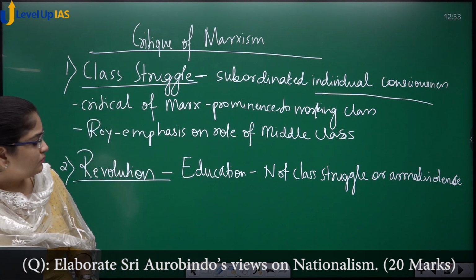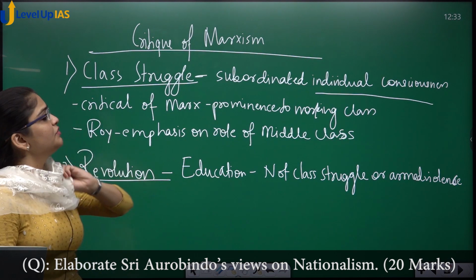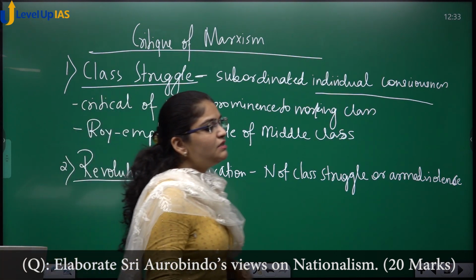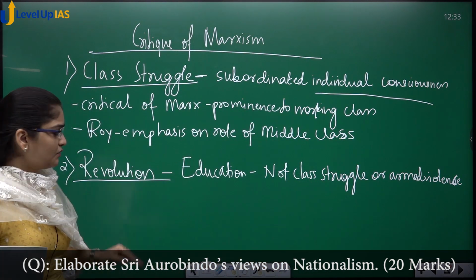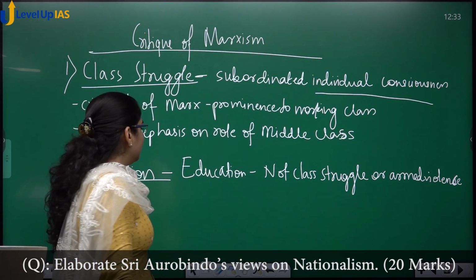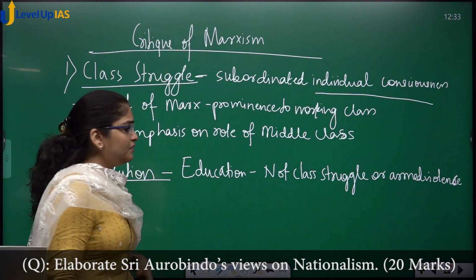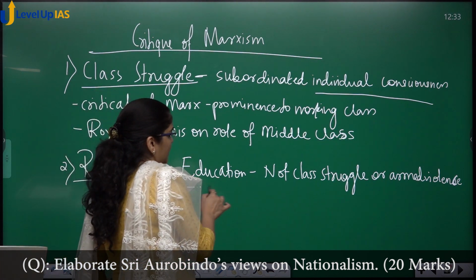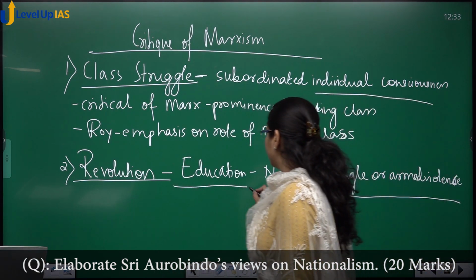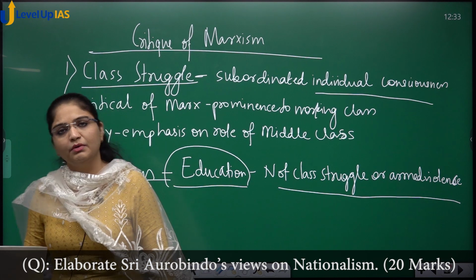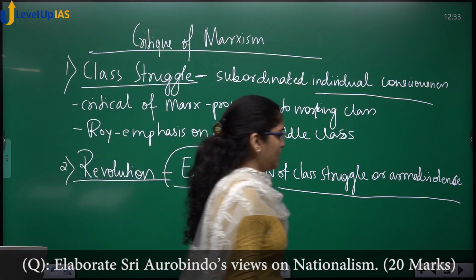Then with respect to revolution, the violent revolutionary means is not the right way of looking at things for Roy. He says that rather than having revolution by violence, we should have instruments like education, and not class struggle or any armed violence, because education can be an instrument which can bring about a change in the minds of the masses.